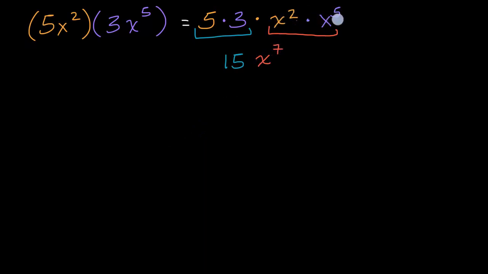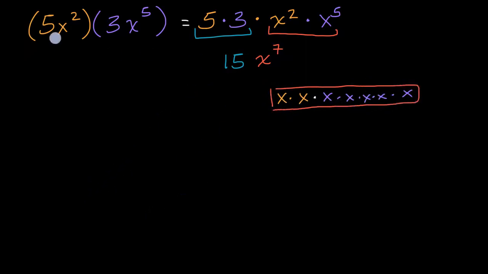If what I just did seems counterintuitive to you, I'll just remind you. What is x squared? X squared is x times x. And what is x to the fifth? That is x times x times x times x times x. And if you multiply them all together, what do you get? Well, you got 7 x's and you're multiplying them all together. That is x to the 7th. And so there you have it. 5x squared times 3x to the fifth is 15x to the 7th power.